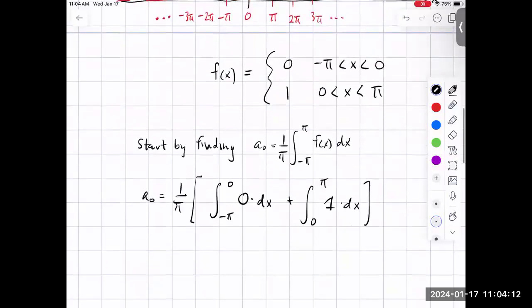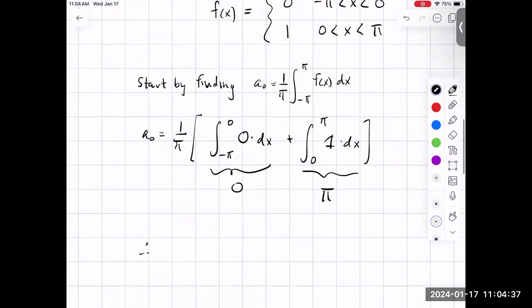Okay. The integral of 0 is 0. This integral would evaluate to pi, because when we integrate the dx, we'll just get an x evaluated between 0 and pi, so that's just pi minus 0, which is pi. And so then overall, we get 1 over pi times pi. And so therefore, this a0 is equal to 1. And so that's one of our coefficients.